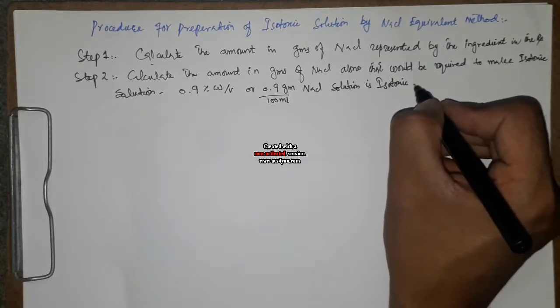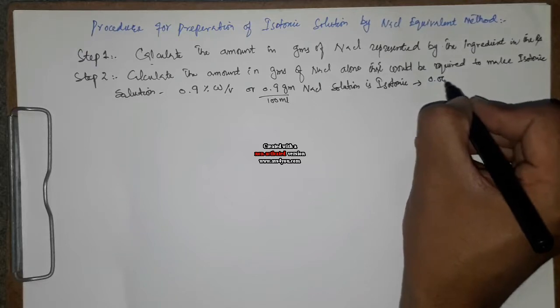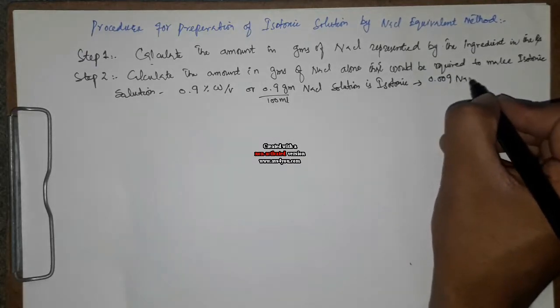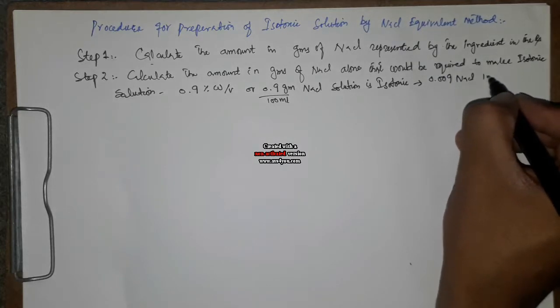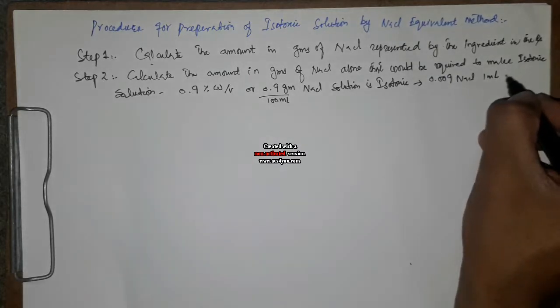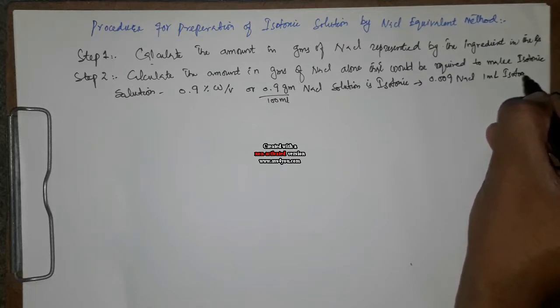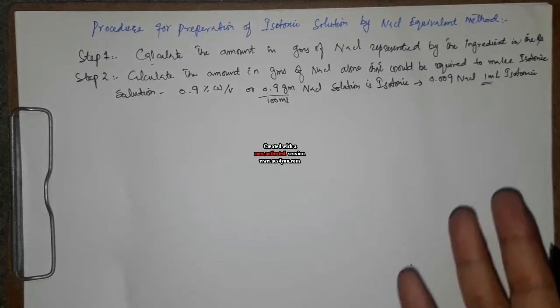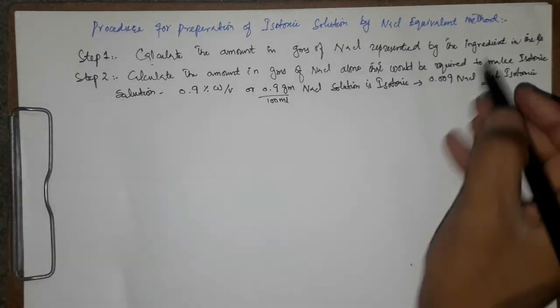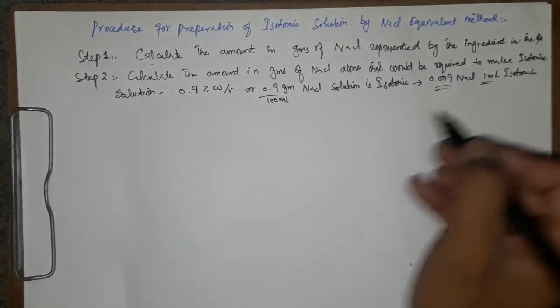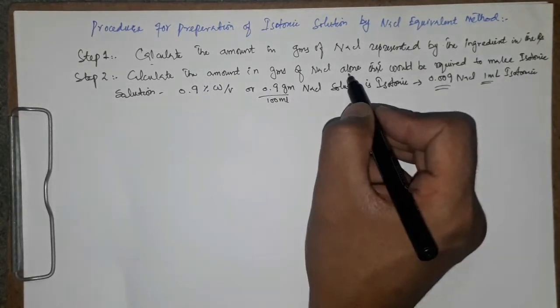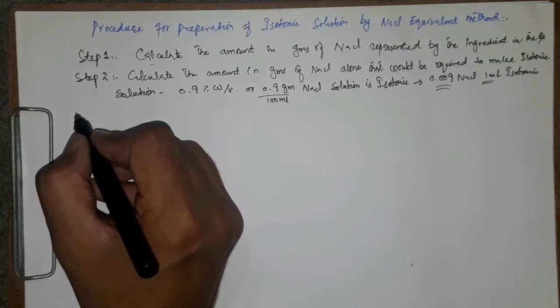Or we can find that 0.009 gram of sodium chloride must be present in 1 ml to make the solution isotonic. Then by simple proportion we can find for 10 ml, for 100 ml, for 1000 ml, for 50 ml, what is the quantity of sodium chloride needed. This will be the amount in gram of sodium chloride alone needed to make an isotonic solution.